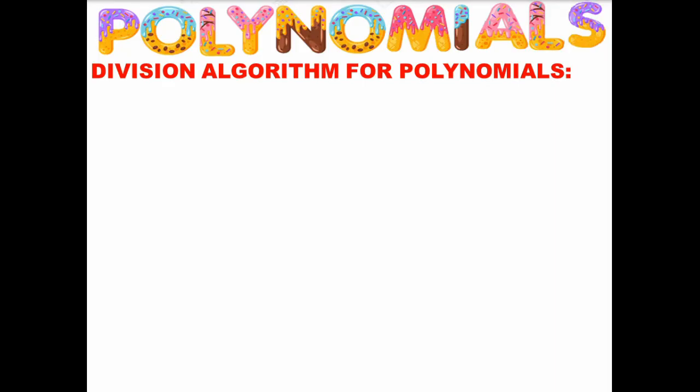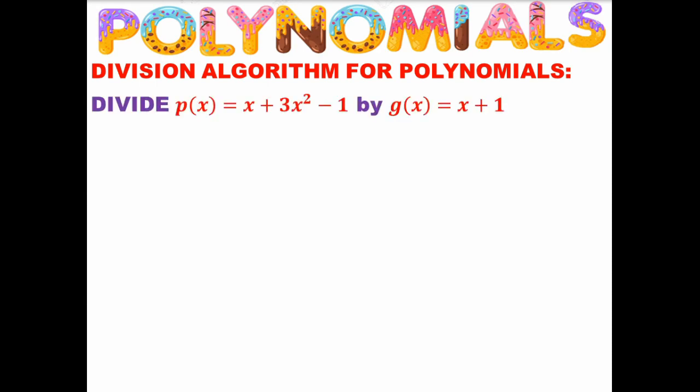Now, the very important section of the unit, the division algorithm of polynomials, right? We are very much familiar with the division of two numbers. Now we are going to divide two polynomials. I am going to divide a polynomial p of x equal to x plus 3x square minus 1 by the polynomial g of x equal to x plus 1.